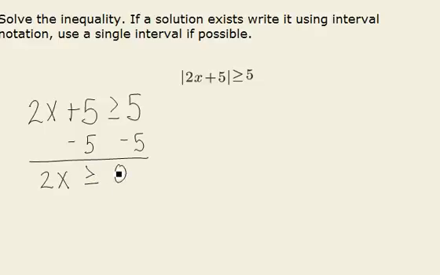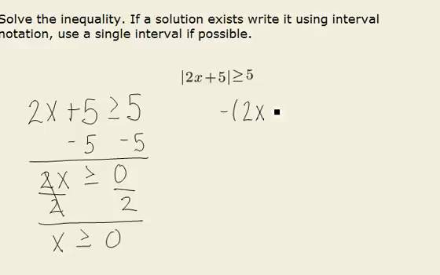Now, in order to undo the multiplication of 2 to the x, we have to divide both sides by 2, because division is the opposite of multiplication. So these 2's cancel, and we're left with x is greater than or equal to 0. But now, since this is an absolute value equation, we have to negate the entire left-hand side and switch the sign. So we'll have negative 2x plus 5 is less than or equal to 5.